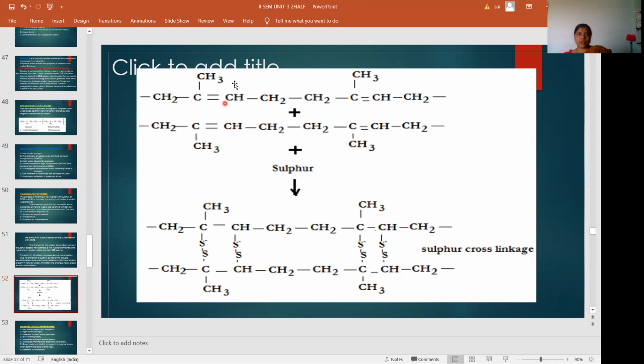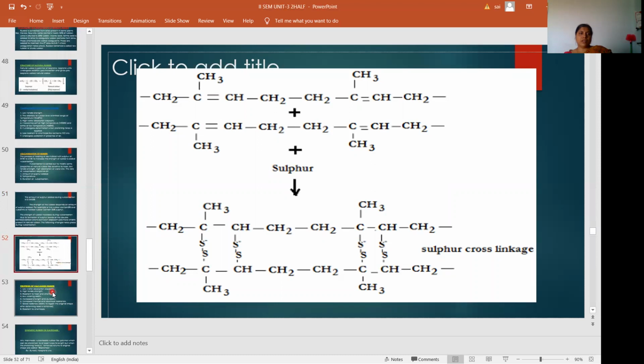In between these two polymeric chains, when you add sulfur and heat it, the sulfur will go and attack the double-bonded carbon atoms. Here, this is sulfur, only one sulfur here. Like that, you get a rubber called vulcanized rubber. After adding sulfur, the rubber you get is nothing but vulcanized rubber. This whole process is called the vulcanization process.